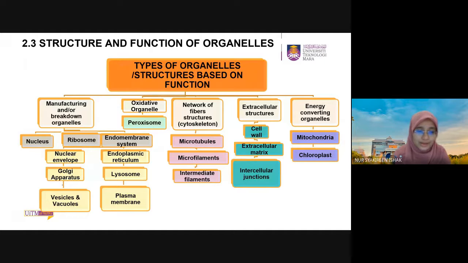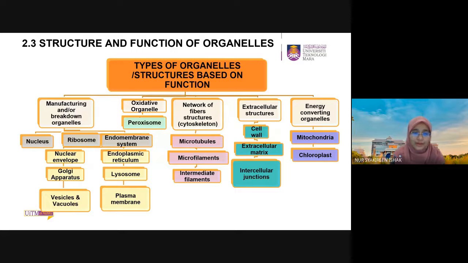So all these are organelles or structures whose membranes are directly or indirectly connected. Dia punya membrane tu ada yang directly connected, ada yang indirectly connected. Nanti kita tengok macam mana dia indirectly connected. So remember the components of the endomembrane system: endoplasmic reticulum, smooth and rough, lysosome, plasma membrane, vesicles, vacuoles, Golgi apparatus, and also nuclear envelope.